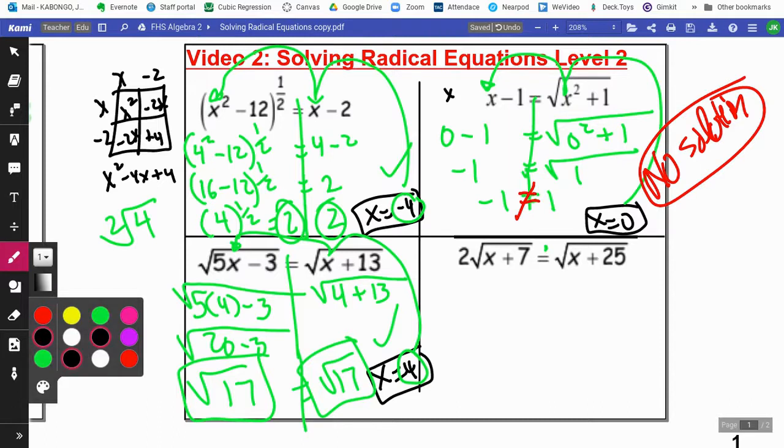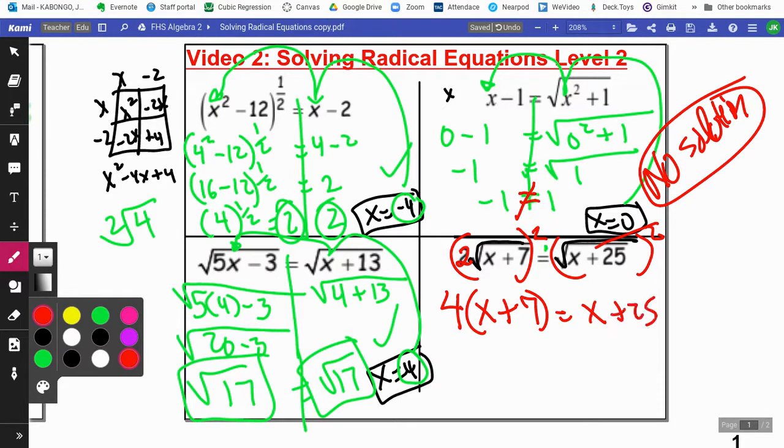So you're going to have to get rid of the square root. Same thing here as well. How do you do that? You square both sides. With this one, notice I have a 2 in front here as well, so you have to square that. That gives you 4, right? And then you just drop the square root. It should be x plus 7 on that side. Here, you just drop the square root. You just have x plus 25. All right, let's distribute here. You should have 4x plus 28 equals x plus 25.